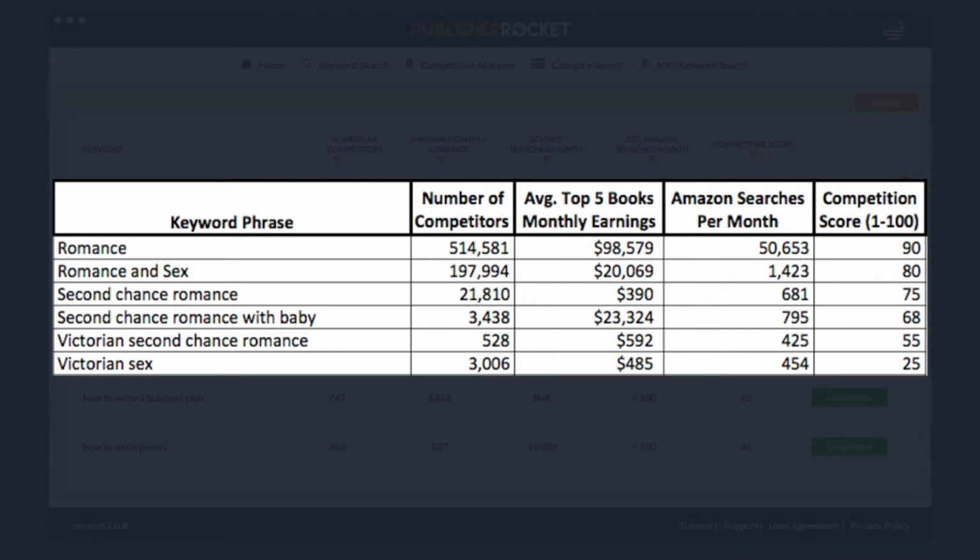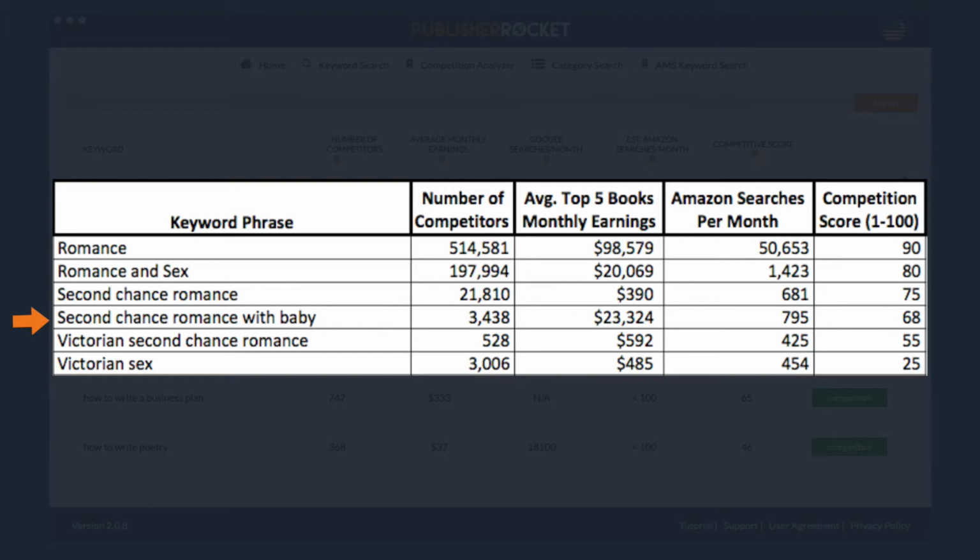First, let's look at these two terms here, which were found by Rocket using Amazon shopper data: second chance romance and second chance romance with baby. You may be saying to yourself that second chance romance with baby must have been a typo, but it isn't. It actually makes sense.